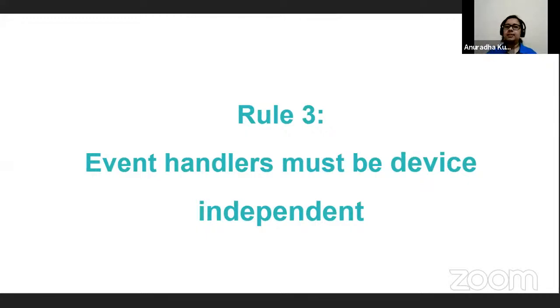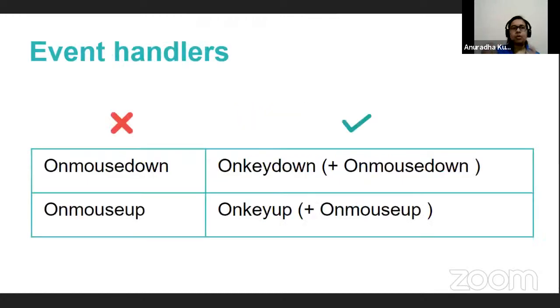So rule number 3 is that the event handlers must be device independent. So what do we mean by that? There are different kinds of events which JavaScript provides us. There is a key up event, then there is also a mouse up event, key down, mouse down. We should always try to use key up and key down events instead of mouse down and mouse up. Because mouse up and mouse down events are going to be triggered only when we use the mouse. When we are using the keyboard, they are not going to be triggered.